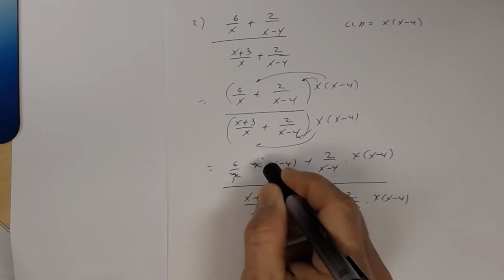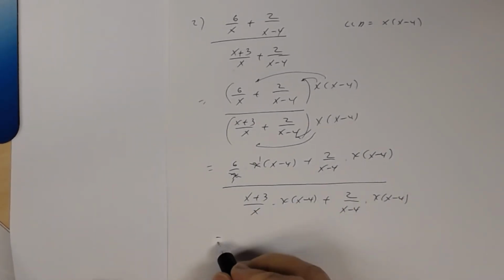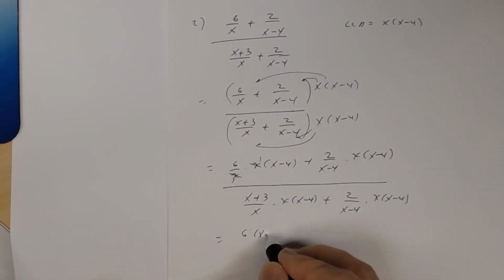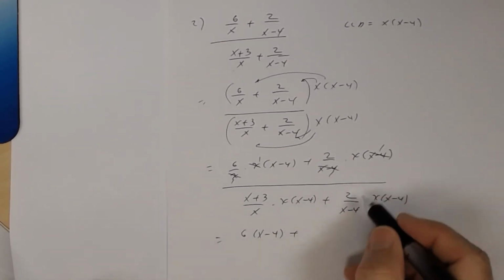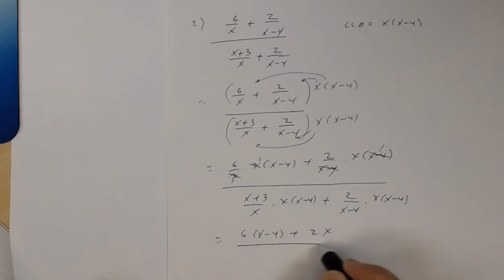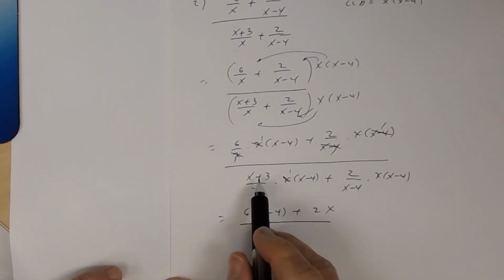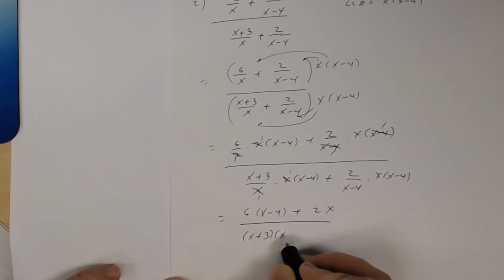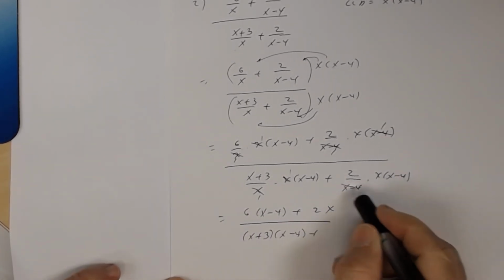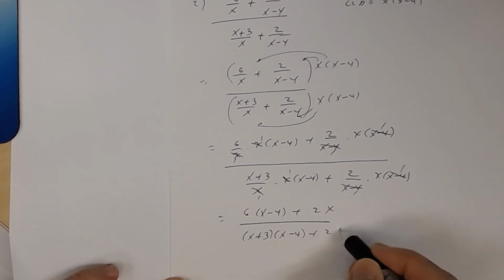So the x's divide out, and I get 6 times x minus 4 plus, the x minus 4's divide out, so you get 2 times x, divided by, the x's divide out, so you get x plus 3 times x minus 4. Make sure you put x plus 3 in parentheses, plus, and then the x minus 4's divide out, and you get 2x.